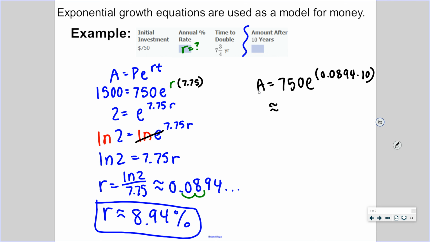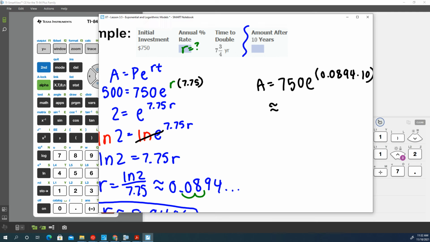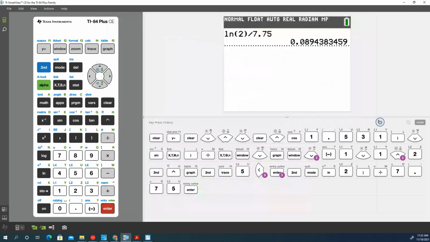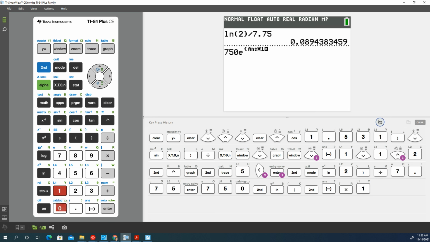Now this is probably a good spot to show you this. What I would do is try to use as exact a decimal as you can when you're calculating this. So keep that decimal in your calculator. And then do 750 e to the power of second answer. Feed in that long decimal. We want to try to be as exact as we can. Times our time, which was 10 years.